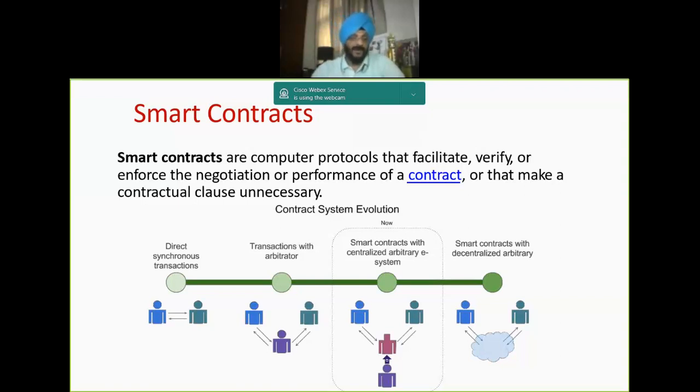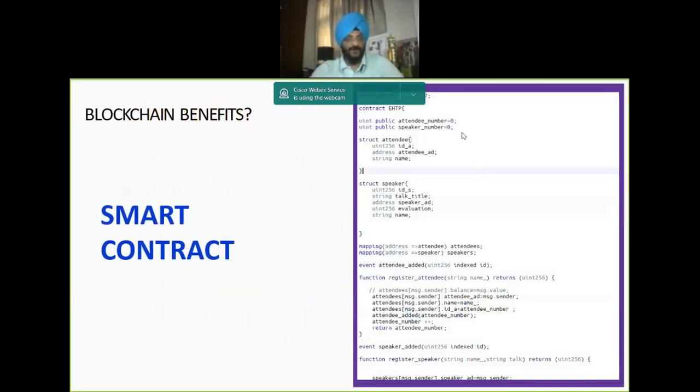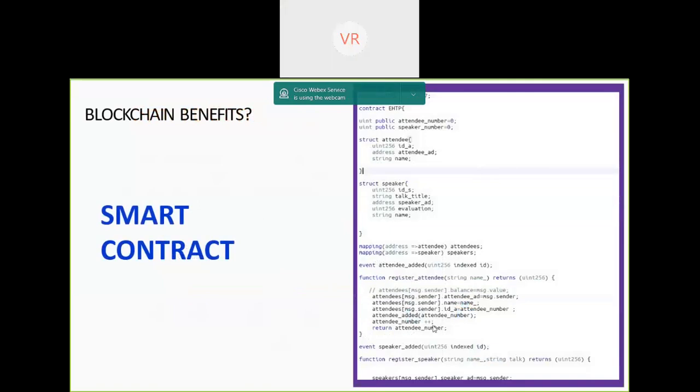So if you look at it, there's a direct synchronous transaction which takes place, and then you have a transaction with the arbitrator in between. Right now, the smart contract practically gives you an advantage that you don't require an arbitrator. You can just go without an arbitrator and execute any contract, right, without any intermediary. Okay, so that is how it gives you the advantage of facilitating any transaction. This is the kind of code which is there, the smart contract. Anything, please?